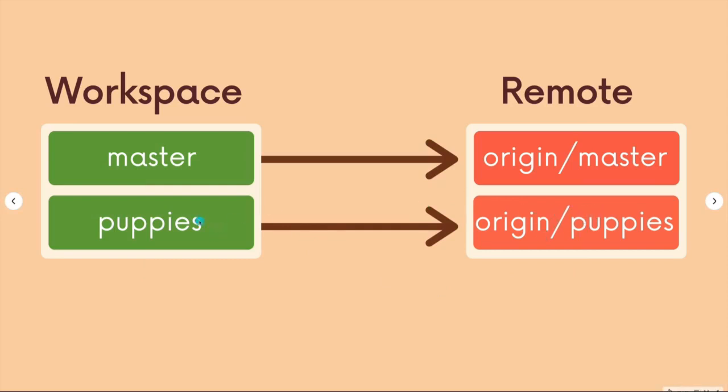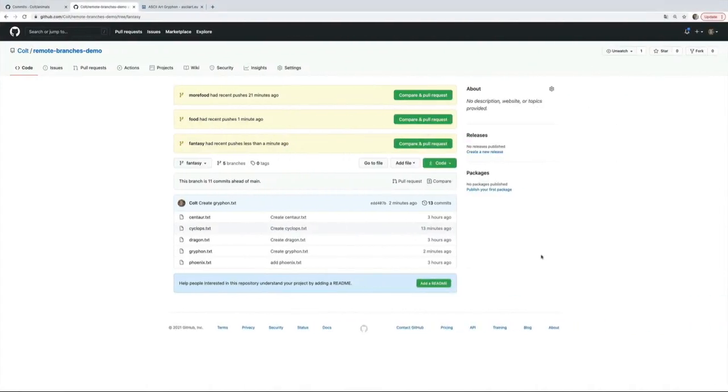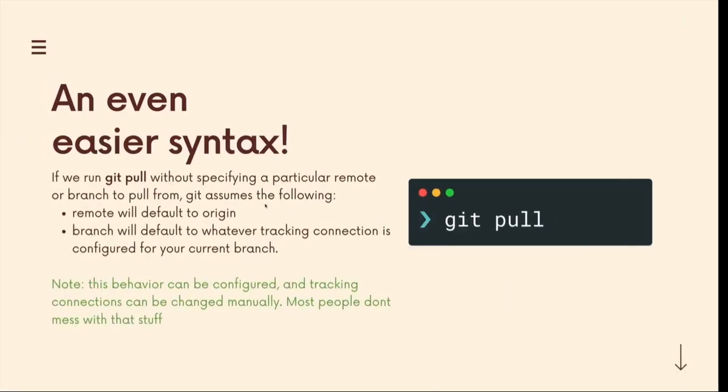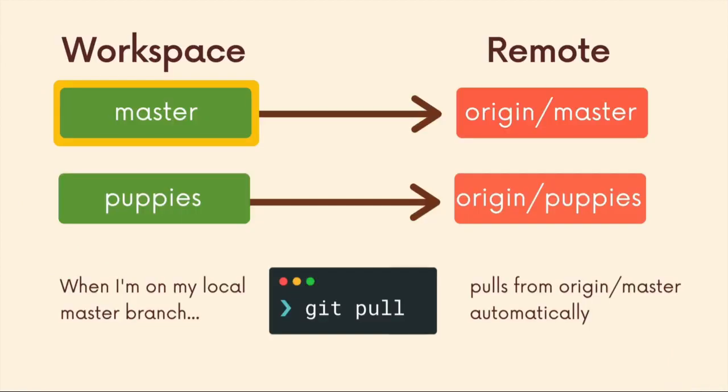So typically these are just the same name. Puppies, origin puppies. Food, origin food. Main, origin main. You absolutely can configure them differently. I could have my food branch, my local food branch, for whatever reason, track the movies branch on origin. You just normally wouldn't want that. You normally don't do that. So git pull depends on the context of where you are.